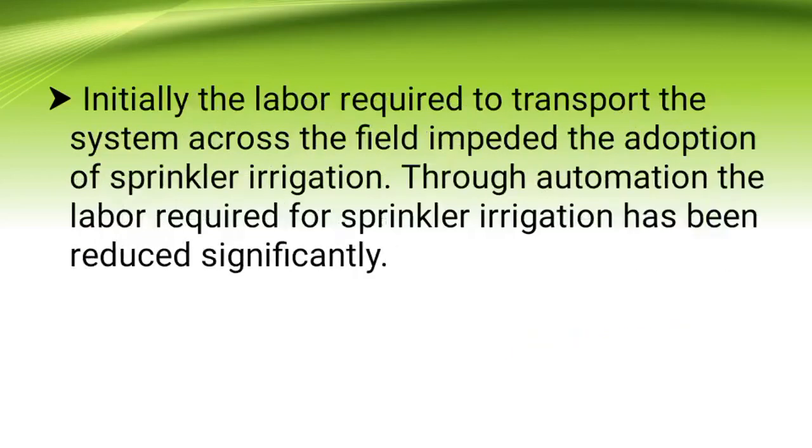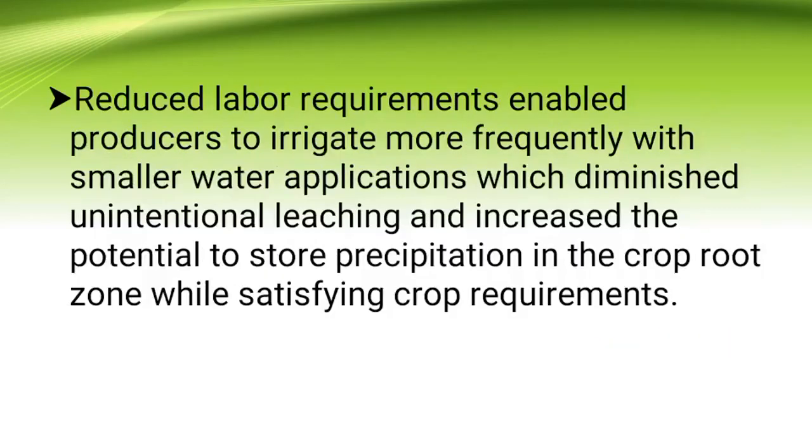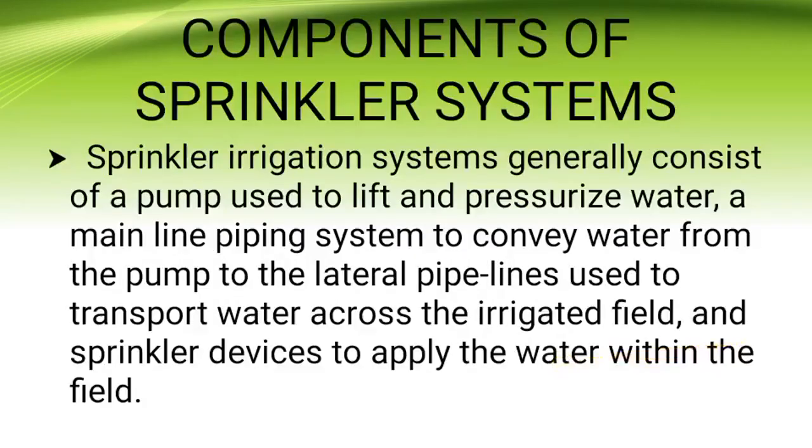Initially, the labor required to transport the system across the field impeded the adoption of sprinkler irrigation. Through automation, the labor required for sprinkler irrigation has been reduced significantly. Reduced labor requirements enable producers to irrigate more frequently with smaller water applications, which diminish unintentional leaching and increase the potential to store precipitation in the crop root zone while satisfying crop requirements.